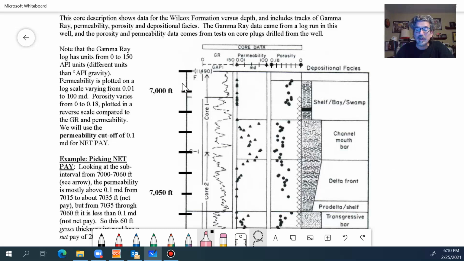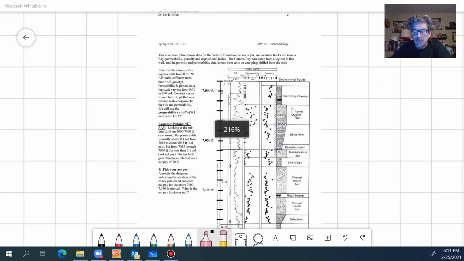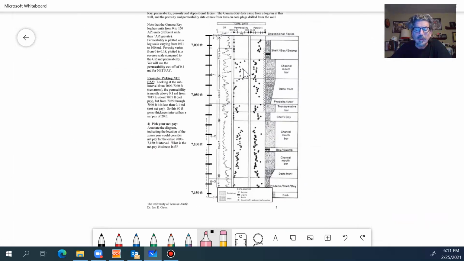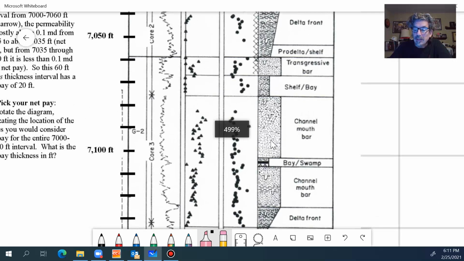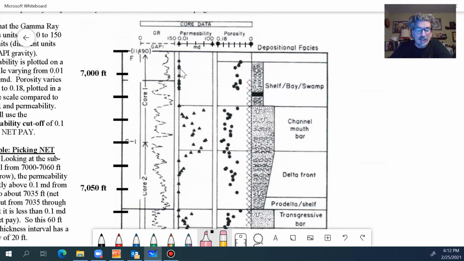In order to do that, we need a log. So here's some log data. Looking at our log data, if I zoom out, you should be able to see the entire log. If you look at this, we've got a log running from a little bit shallower than 7,000 feet down to about 7,150 feet. And if I zoom back in here, I can show you that there's multiple tracks to this log.